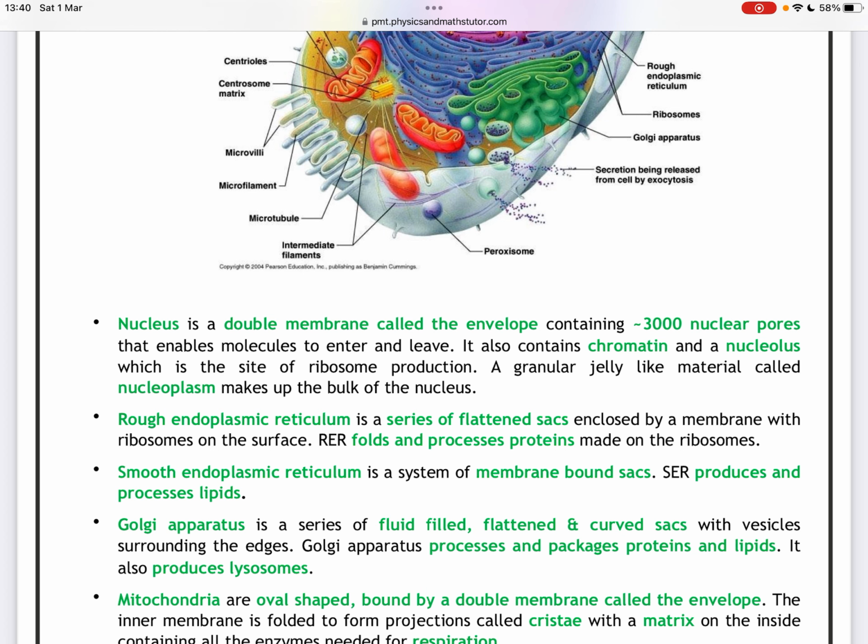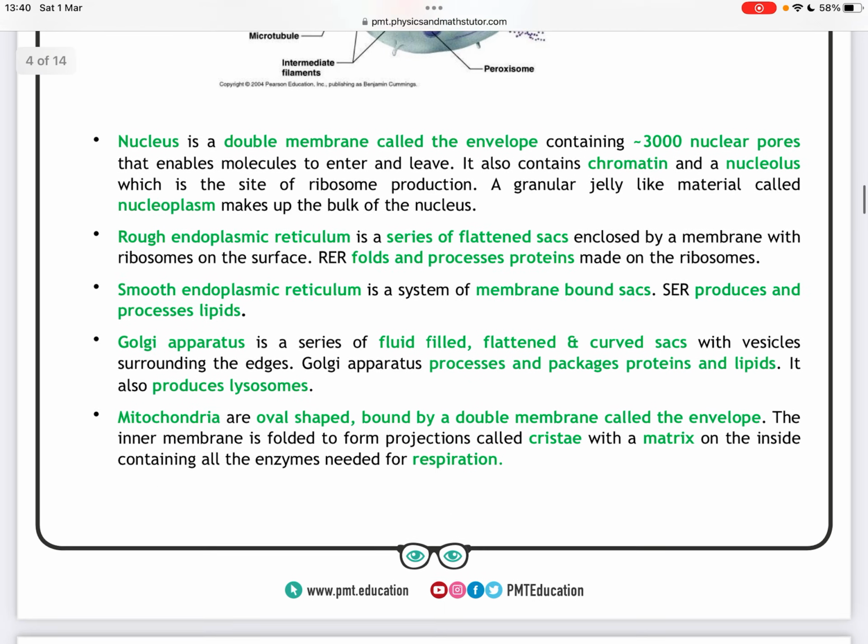Third, the SER is a system of membrane-bound sacs and produces and processes lipids. Also, the Golgi apparatus is a series of fluid-filled, flattened and curved sacs with vesicles surrounding the edges. The Golgi apparatus processes and packages proteins and lipids. It also produces lysosomes.